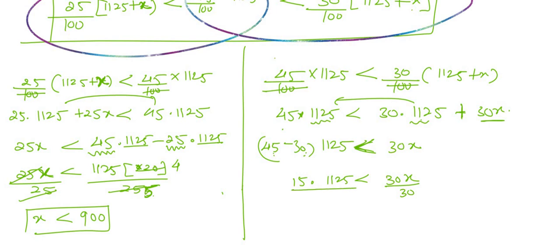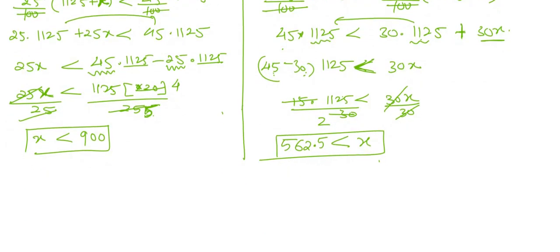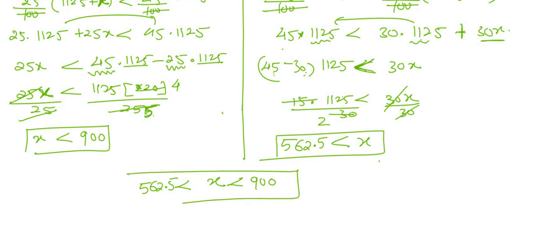And now I can divide by 30. Okay. So this is 15 twos are. So if you solve it, this comes out to be 562.5. So we get two possible values of x. Okay. You can see clearly that x should be more than 562.5 but less than 900 liters of water. So this much we should mix water, a little bit more than 562 liters but less than 900 liters, so that we get the desired percentage of acid in the solution.